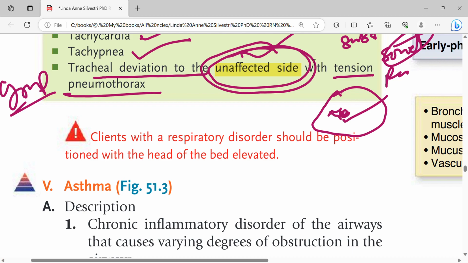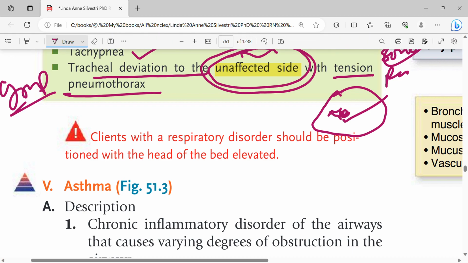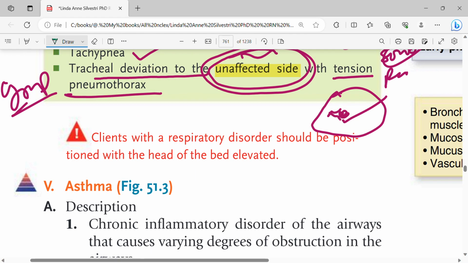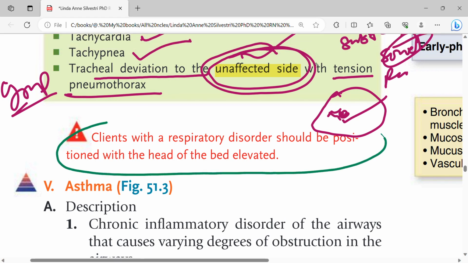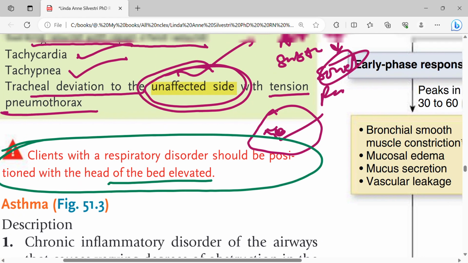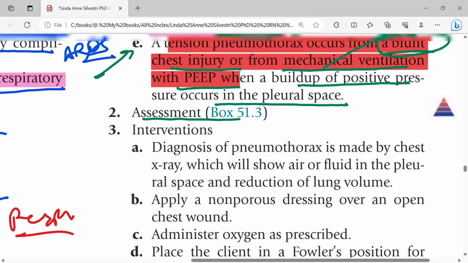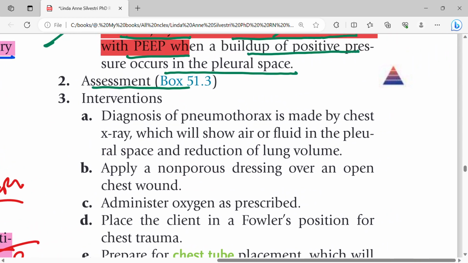Now another very important point is this one. A client with a respiratory disorder should be positioned with the head of the bed elevated. I already told you, whenever a respiratory problem is present, we should provide the head of the bed elevated. Now we will see what interventions we can do.